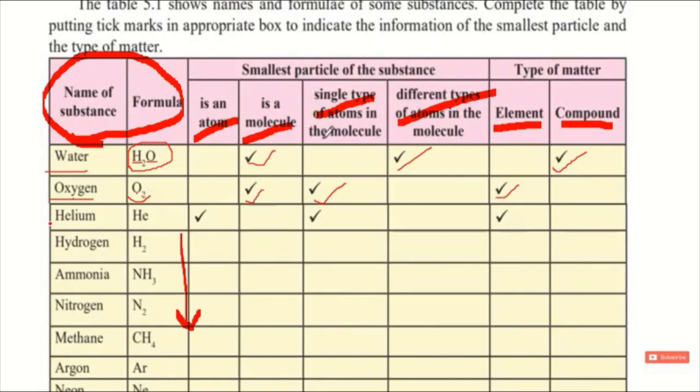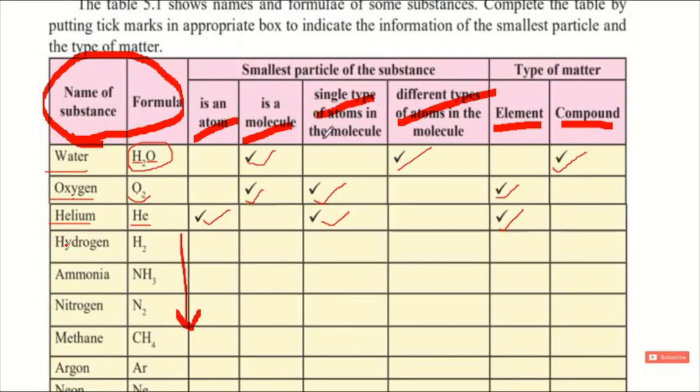Third, helium. Formula He. As here formula indicates He, hence it is an atom. Hence, it is a single type of atom in a molecule. As helium is a single type of atom, hence it is an element.